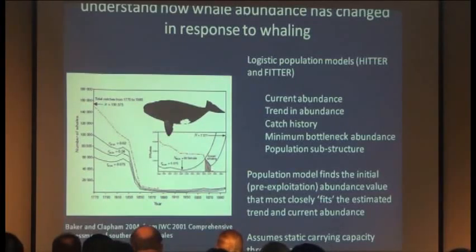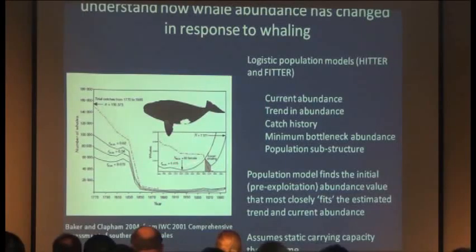This has been a standard model which has been used for a number of years at the IWC, and most recently the models are being used to try to include minimum bottleneck abundance as a constraint, and also to account for population substructure, where you have populations that exchange migrants during the course of exploitation and prior to exploitation. These models are quite simple, and they also assume a static carrying capacity through time.